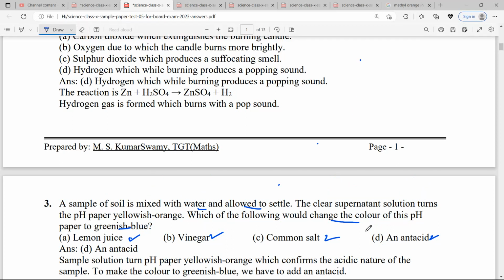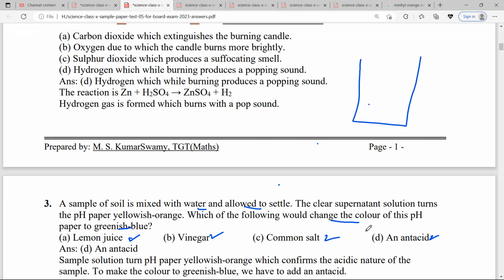Let us take a beaker and add soil plus water. After some time, the soil settles down at the bottom and the water stays above the soil. This is called the supernatant solution.